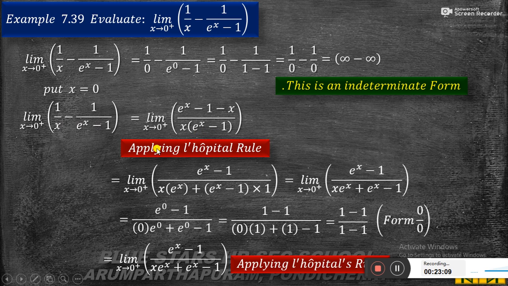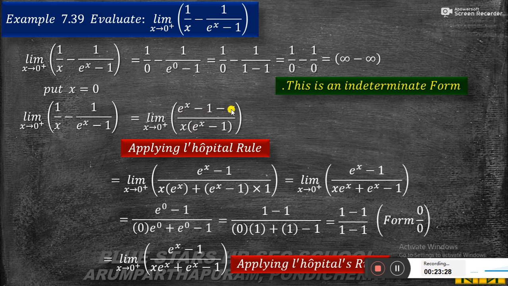So now I am applying L'Hopital's rule. Therefore, limit x tends to 0 plus. L'Hopital's rule means we differentiate the numerator and denominator. First I differentiate the numerator: the differentiation of e power x is e power x, and the differentiation of 1 is a constant, so its value is 0.